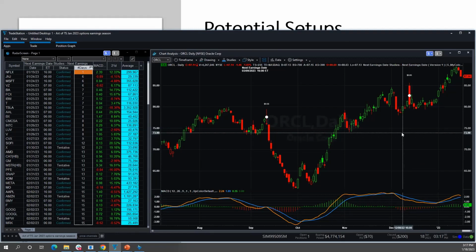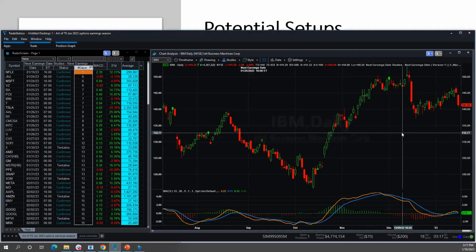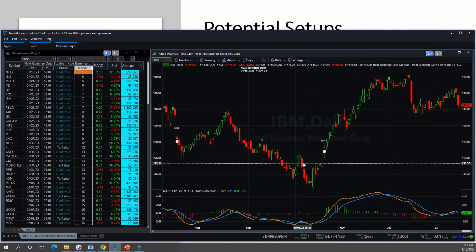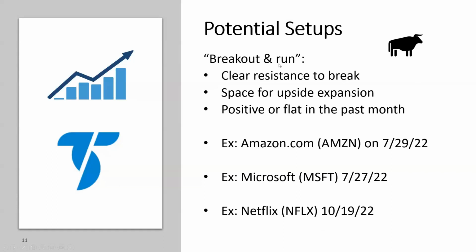So I wanted to just point this out. Another one actually was IBM back in October. MACD had started higher. It had an interesting level here around 126. And so you had the combination of rising MACD and the level. Those are the two things I wanted to really point out about this technique. Now, I call that breakdown and run.